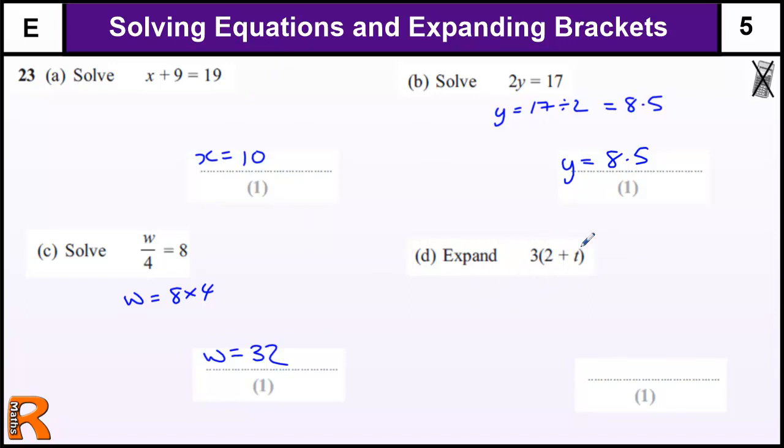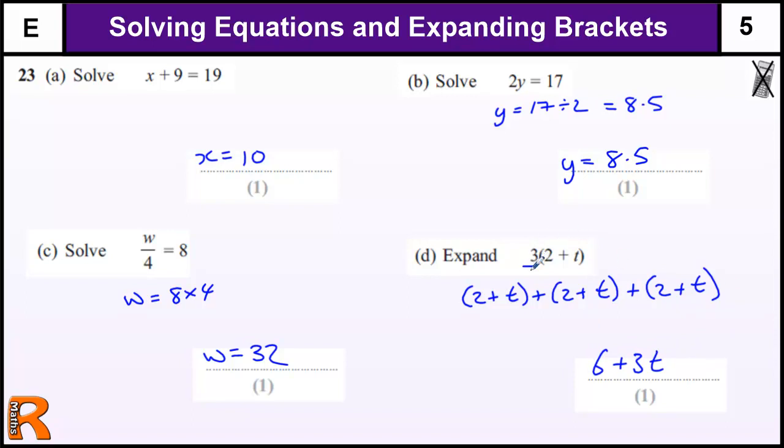Expanding a bracket, so we've got 3 lots of this. This isn't even a tricky expanding bracket because it's just 3 lots of 2 plus t. You could think of this as 2 plus t plus 2 plus t plus 2 plus t because there's 3 of them. And we've got 3 2's, which are 6, and 3 t's, which are 3t.